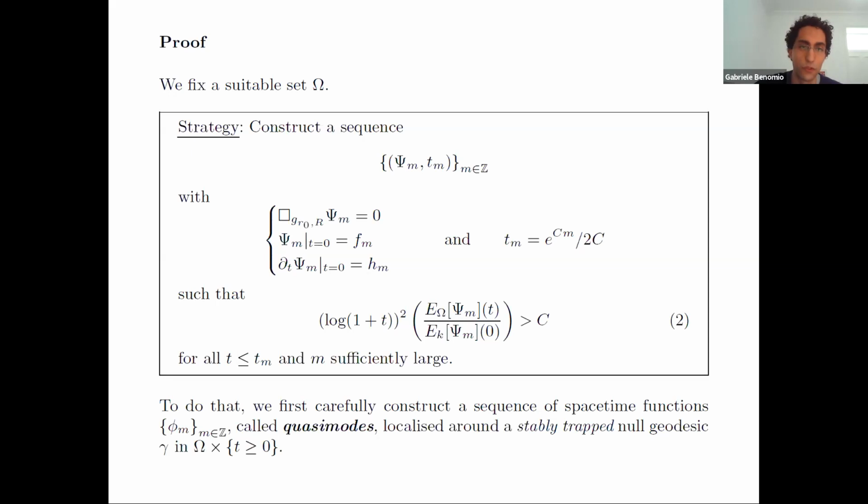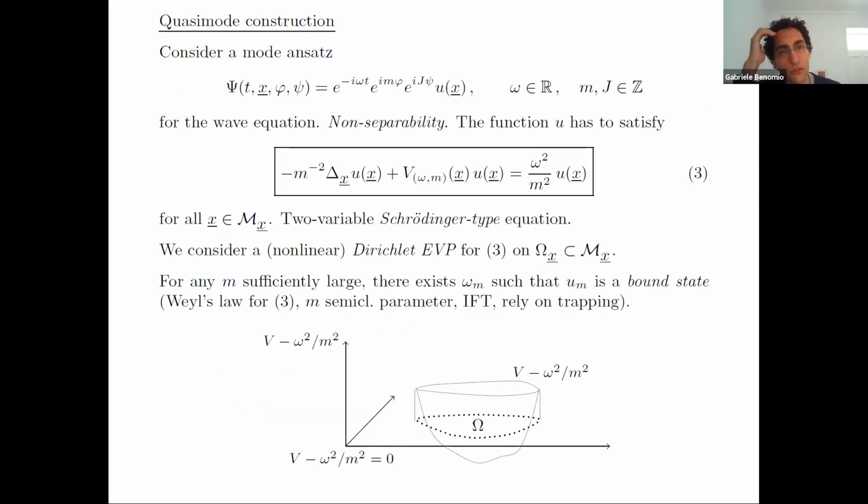Okay. So the first part of the proof is the quasimode construction. You start by considering a mode ansatz for the wave equation of this form, where t is the time coordinate, phi and psi are some general angular coordinates, and x are a pair of global spatial coordinates on the spacetime. Here the frequencies m and j are taken to be integers, while omega is assumed to be real. So this is a time periodic mode ansatz for the wave equation. If one considers such a mode ansatz, for instance, for the wave equation on Kerr, one can fully separate the wave equation and derive an ODE for u.